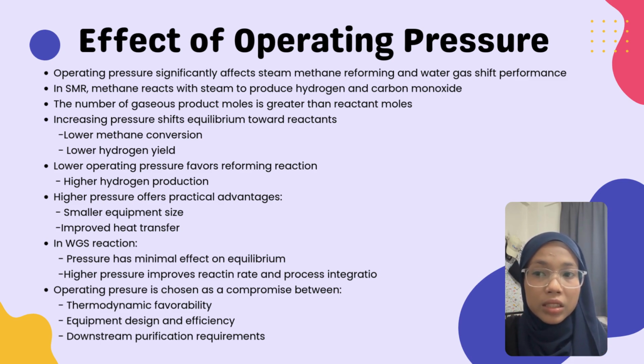So as a result, industrial SMR plants usually operate at moderate pressure. This allows them to balance hydrogen production with efficient equipment design and effective downstream purification. So that's all from me.